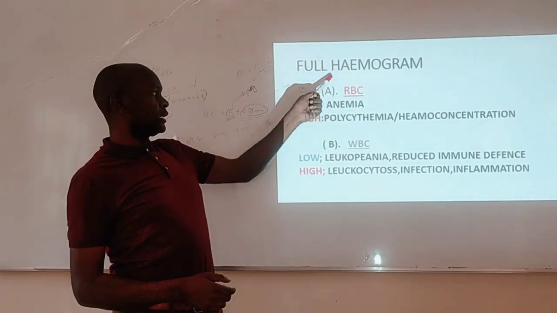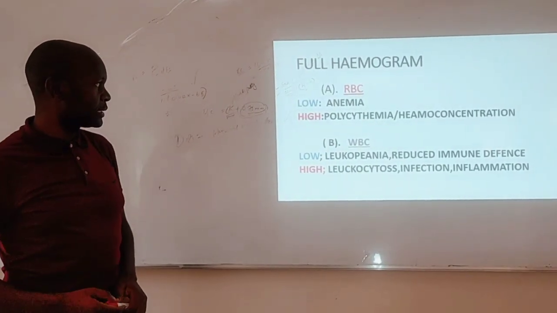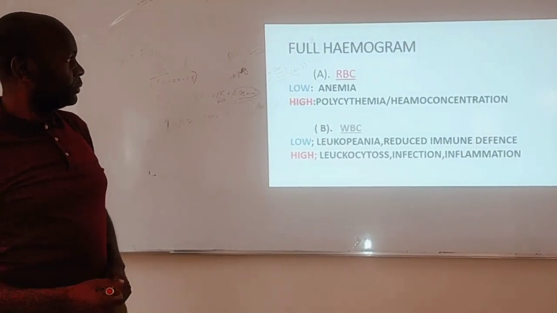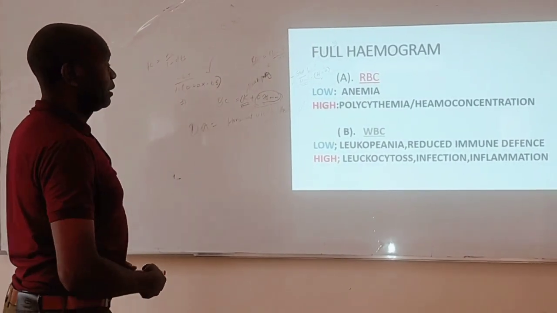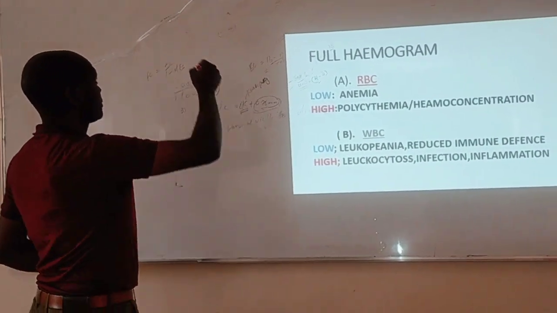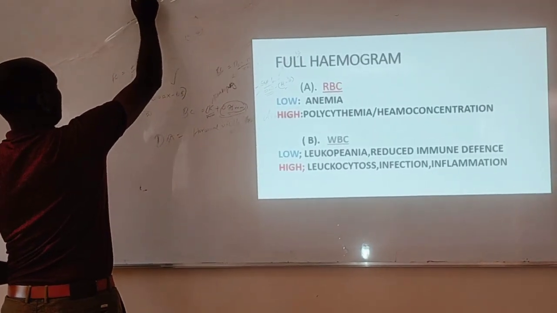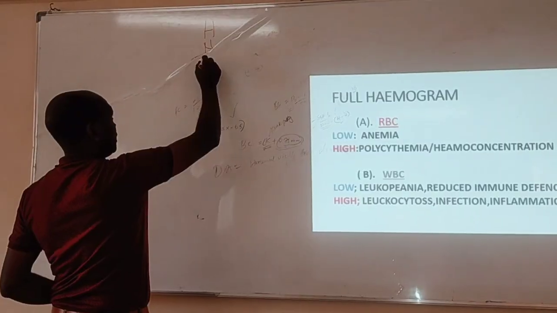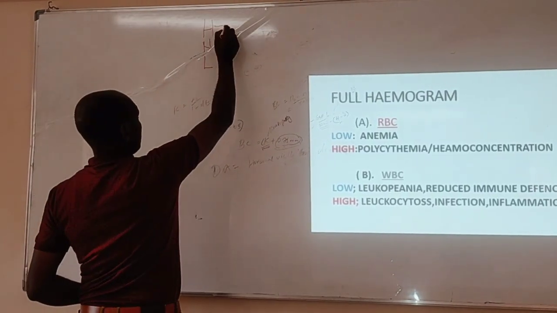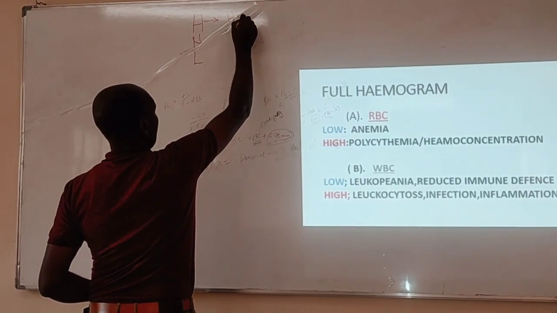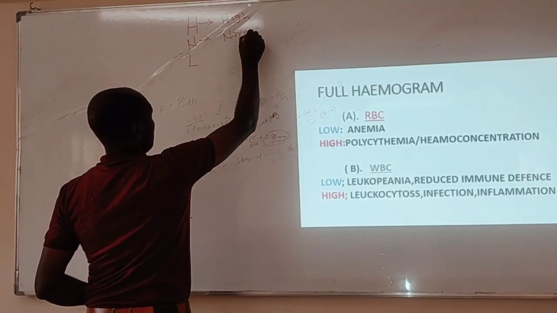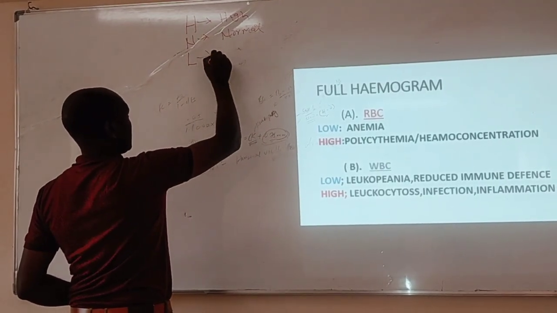So when we look at an individual type of blood cells, we start with the red blood cells. And when you do a full hemogram, we have just 3 outcomes. You either have an H, you have an N, or you have an L. So H stands for high, N stands for normal, while L stands for low.